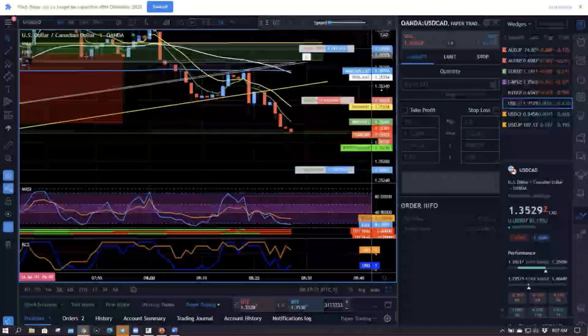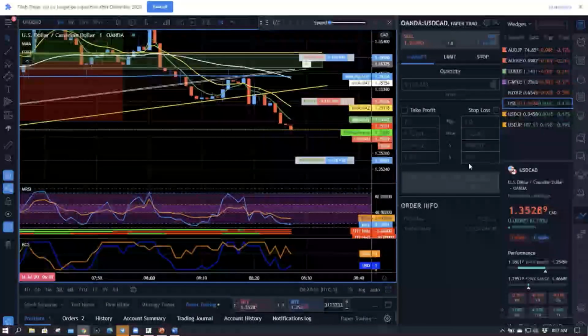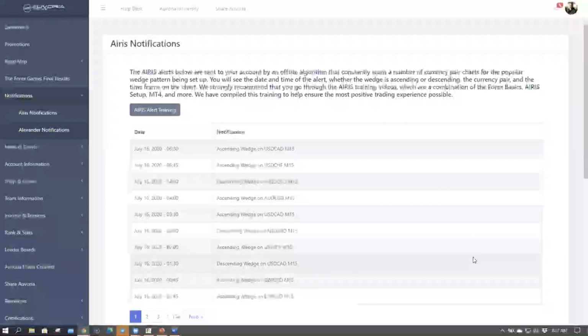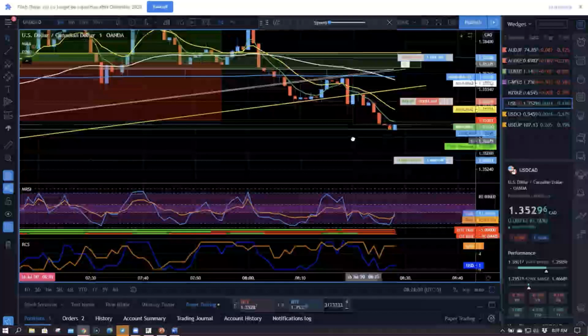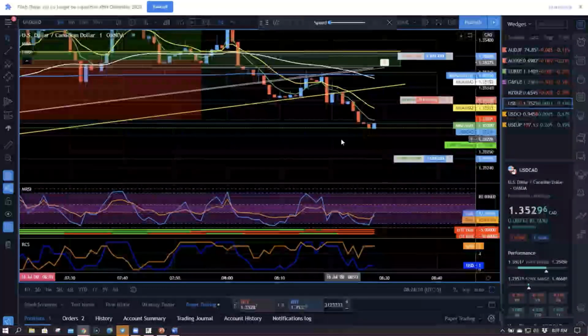So please sit patient. We are working diligently to get some tools readily available so that you don't need a fancy Pro Plus version of TradingView to be able to trade almost exactly, well, specifically the technical side of this.